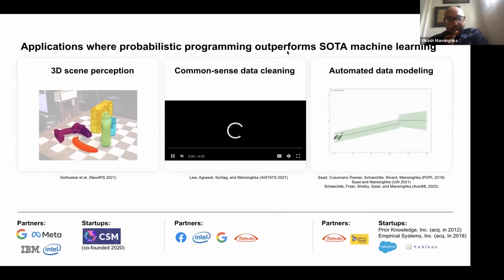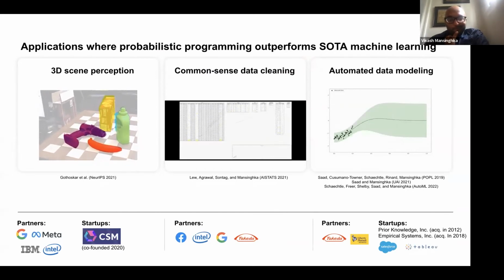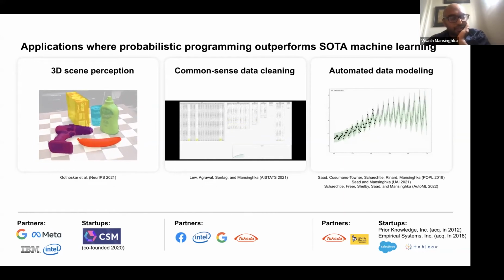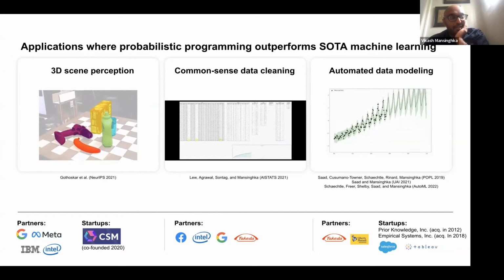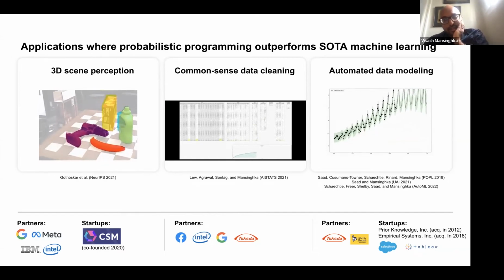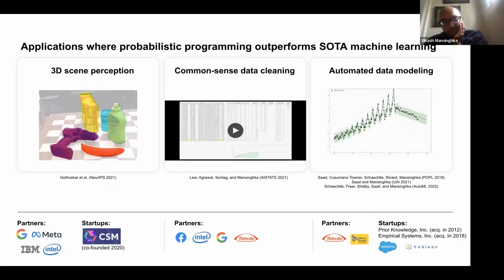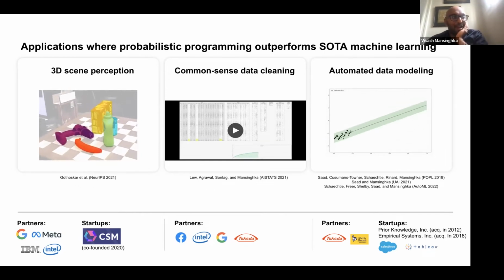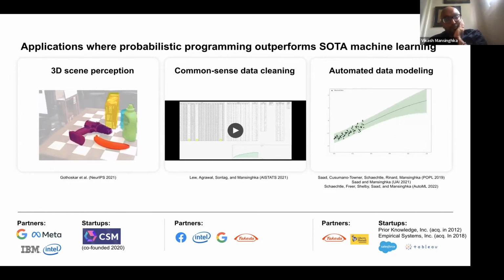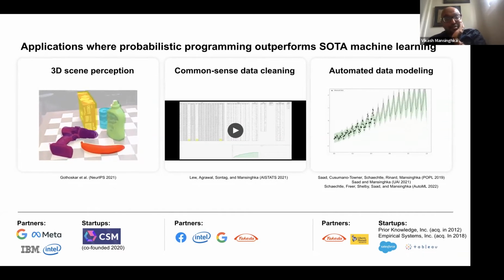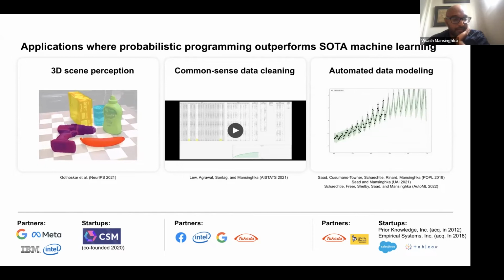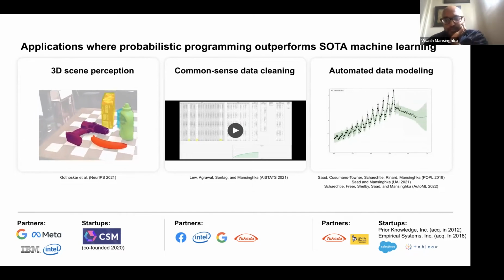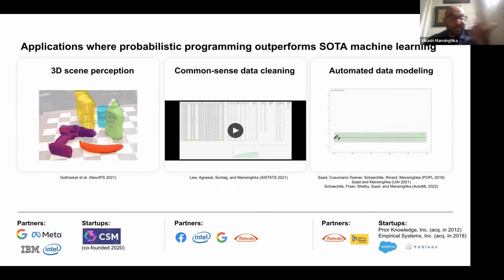And maybe the most important reflection of where that thesis is getting is that I think really only in the last couple of years, we now have several application domains: 3D scene perception, common sense data cleaning, and automated data modeling from time series and multivariate databases and data streams, where there are now probabilistic programming systems that outperform state-of-the-art baselines that draw heavily on machine learning and deep learning, on benchmark problems that are grounded in standard problems in each of these fields, as opposed to benchmarks defined very carefully by the probabilistic programming community.